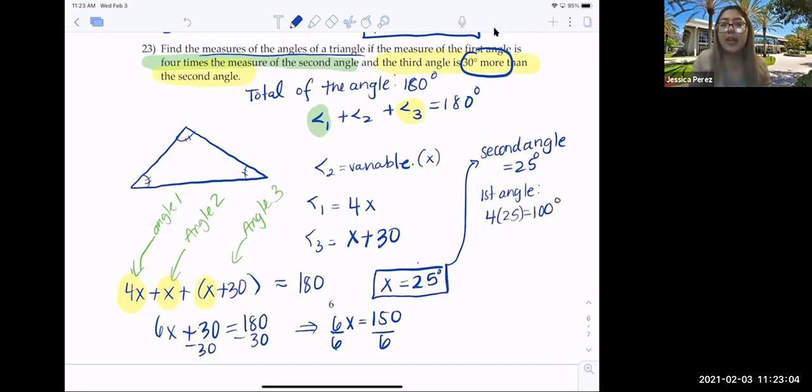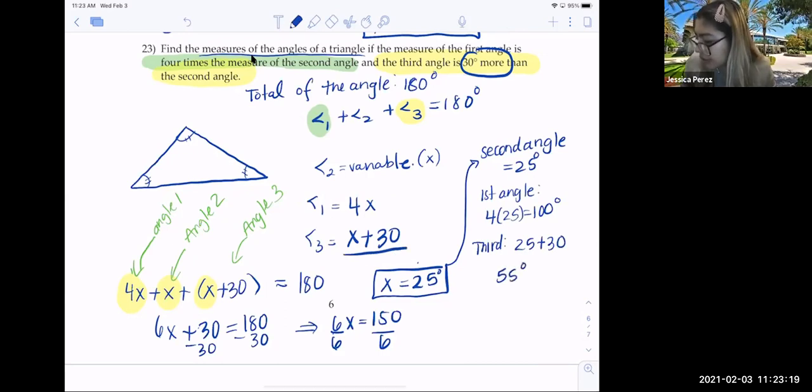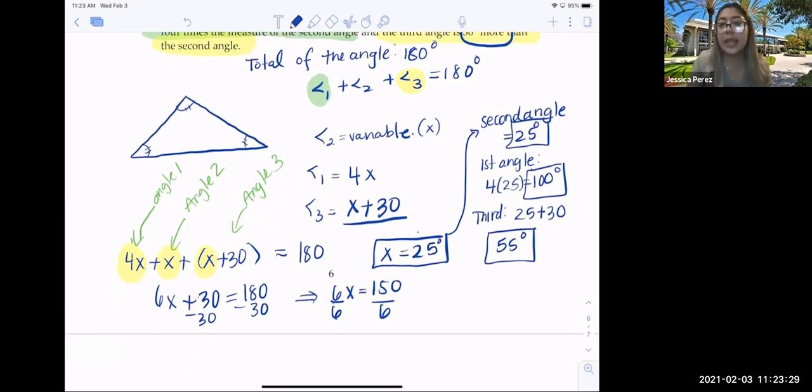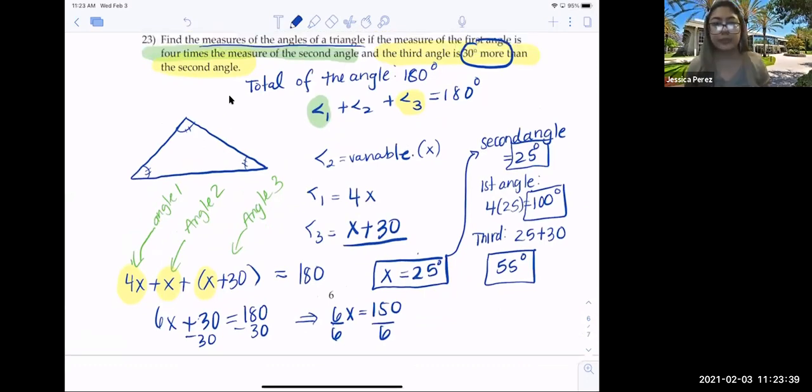So we need to find all the angles, okay? The third angle is what? It should be 25 plus 30, right from this equation. So this is 55 degrees. So this is my third, my first and my second angle. So when you add them, you have to get 180, and I claim you do. So any questions on problem number 23?